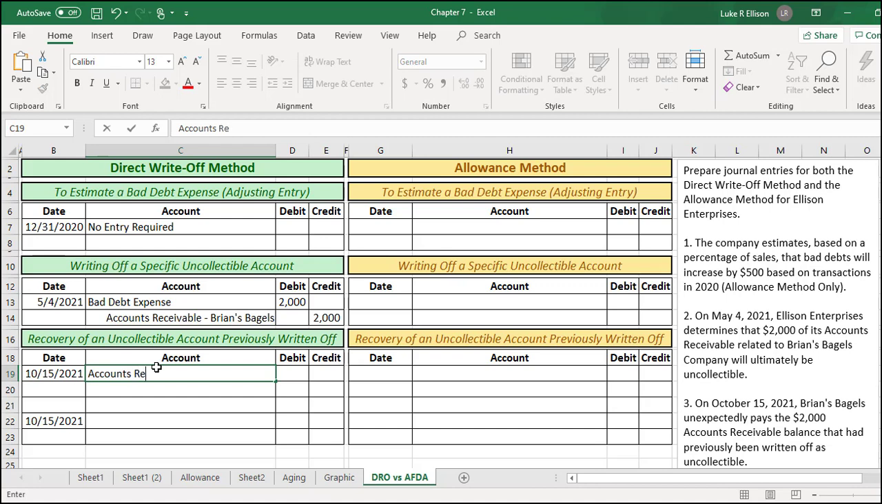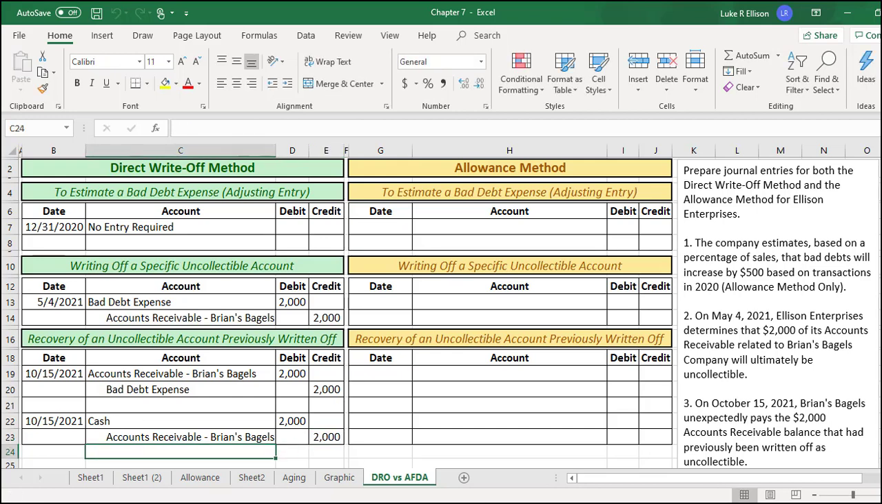So accounts receivable, Brian's Bagels, will be a debit for $2,000, and then we will have to credit the bad debt expense, also for $2,000. And then the next journal entry is going to be for the actual payment. So this is going to be the cash that we're going to get, which is $2,000. And then we're going to have to decrease the accounts receivable, Brian's Bagels, also for $2,000.